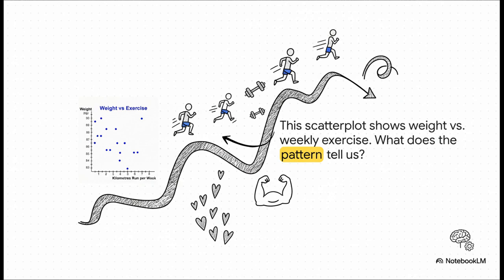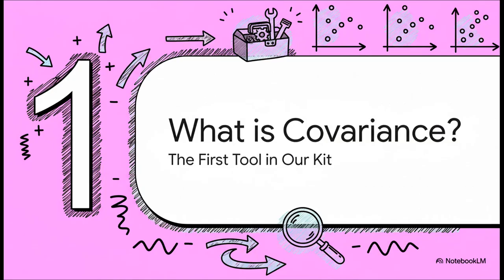Take a look at this scatter plot. Every single dot represents a person, their weight on one axis, and how many kilometers they run each week on the other. What's the pattern you see here? It kind of looks like as the kilometers go up, the weight tends to go down, right? That visual gut feeling, that's exactly what we're trying to measure. Okay, so to put a number on that trend we just saw, we need our first tool.